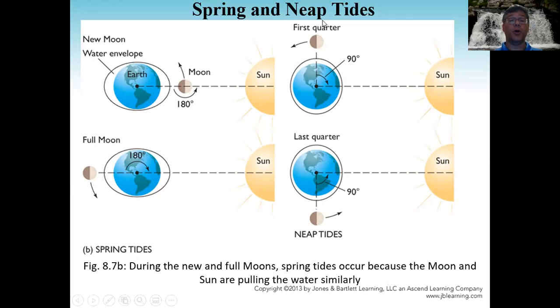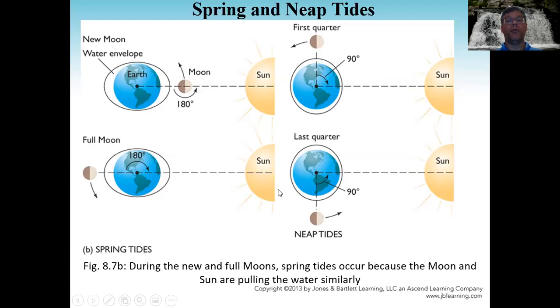Our neap tides occur when the moon and sun are at right angles relative to the Earth. So this means the moon's stronger pull is going one way, and the sun's pull is going opposite that. So they partly cancel each other. And this gives us the weaker neap tides.